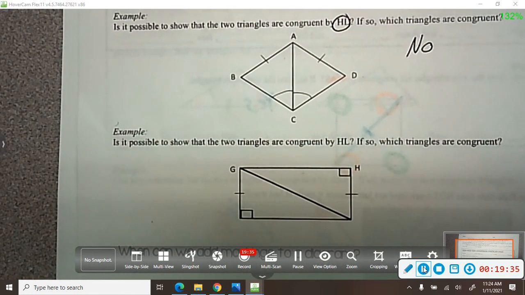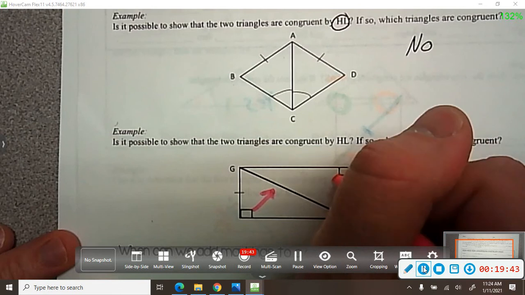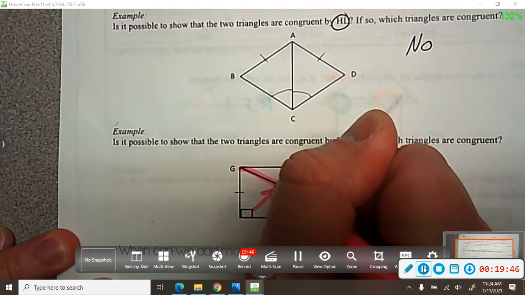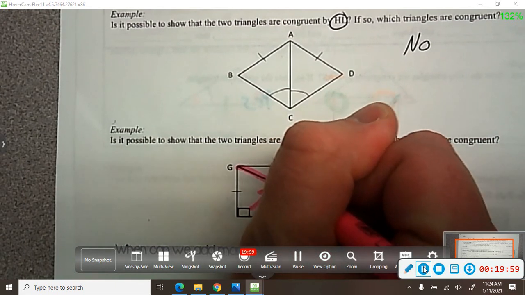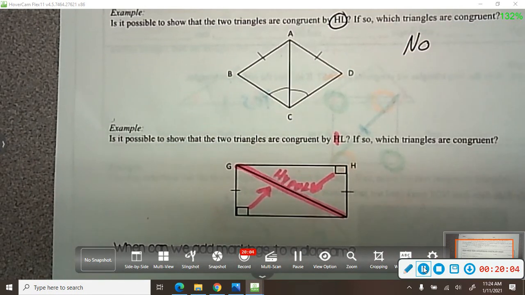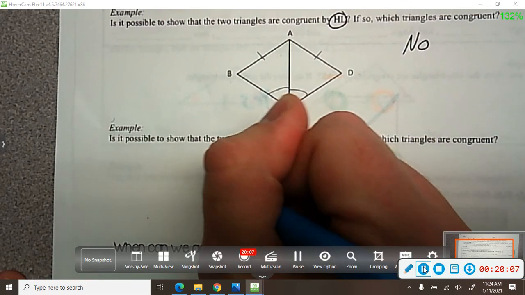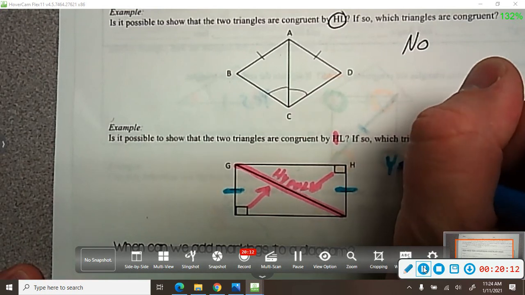Can you use HL on this? Well, possibly. Do I know? So it would be across from the 90 degrees, the hypotenuse. Do I know that this side is equal to the other side? Do I know that this top of this triangle is equal to the bottom of this triangle, which would be the hypotenuse? Yes. This is the hypotenuse. So there goes my H. And then do I know a leg is congruent to another leg? Yes. So then I would say yes by HL.